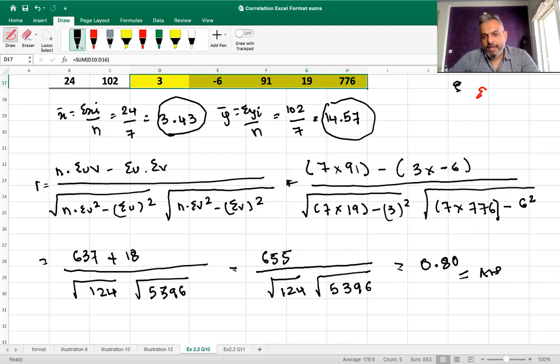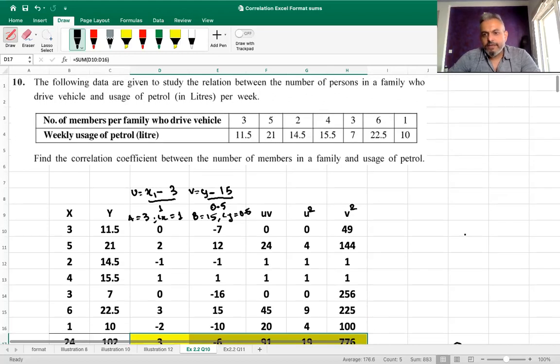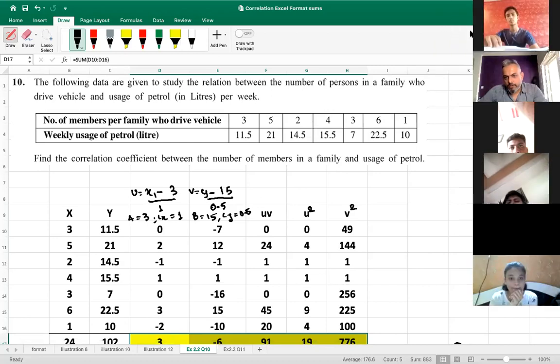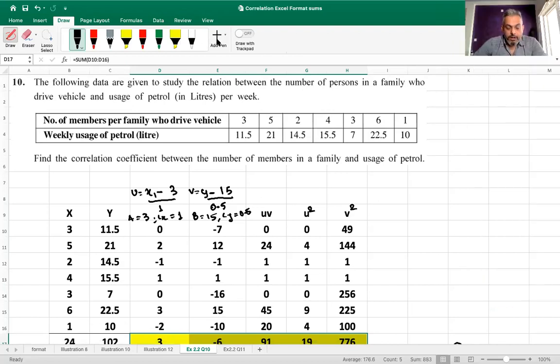Now, one student has asked me a question: sir, how do we decide C of y as 0.5? See, there is no rule that we have to do it this way. We have to see the sum also. If you are not comfortable, not that strong in maths that you can visualize 0.5 and take it, then no tension.